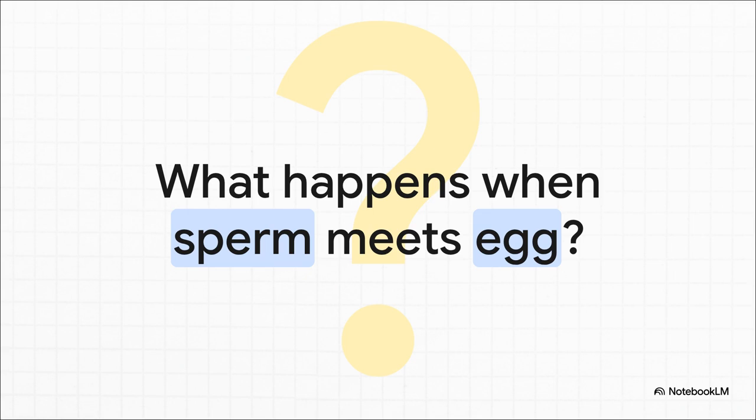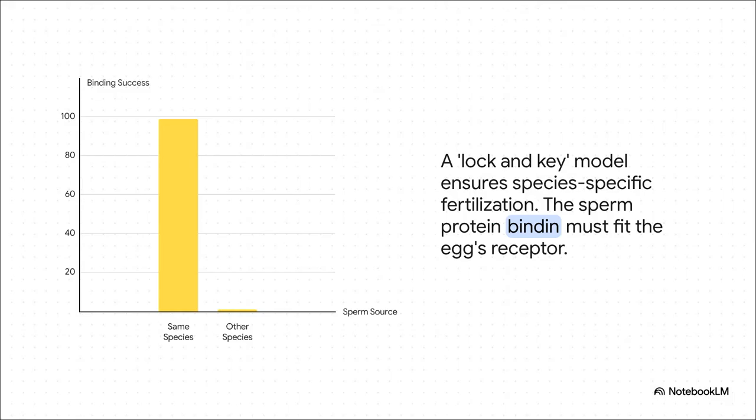The arrival of that single sperm doesn't just deliver DNA. It triggers this cascade of dramatic, immediate changes inside the egg. It's like it flips a giant on switch for development. And it all begins with what you could call a molecular handshake. It's kind of a lock and key situation.